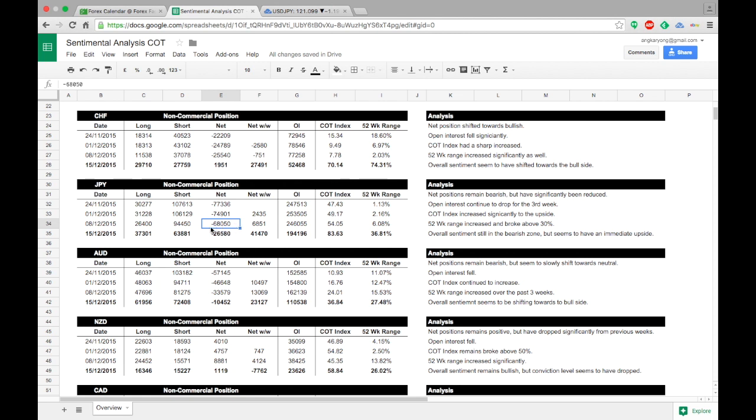You can see from negative 68,000 to last week's negative 26,500. It increased drastically. Open interest has dropped quite a bit as well, and you can see the COT index has reached 80%, and the 52-week range has increased to about 36% as well. So the Swiss franc and Japanese yen are actually experiencing the same thing from the past week.